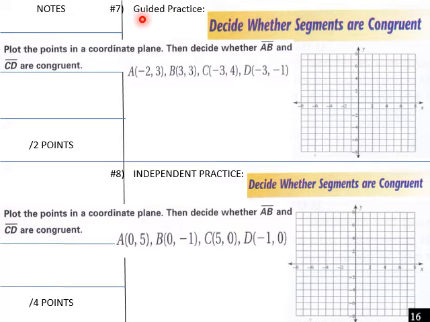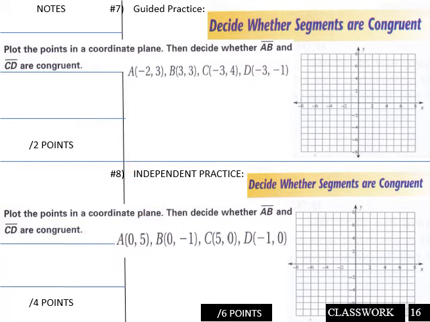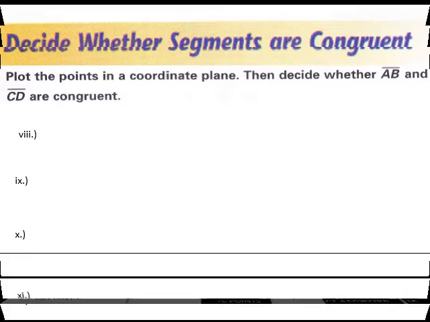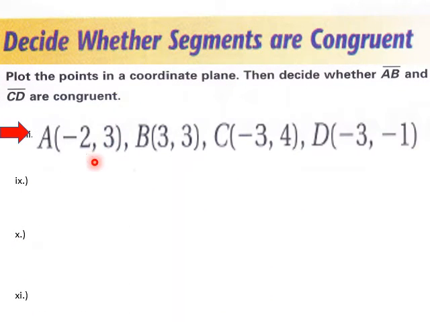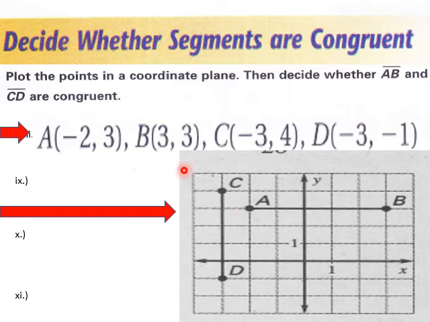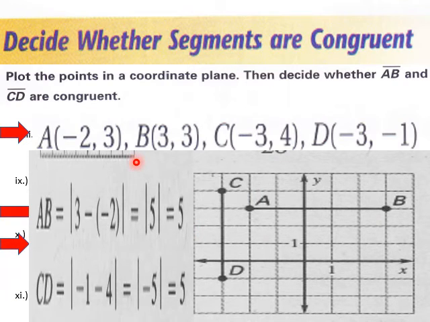Now into our guided practice. This should be on your class worksheet. Decide whether segments are congruent. So plot the points in the coordinate plane, then decide whether AB and CD are congruent. You do the same thing down here. Let's do our guided practice. Plot the points in the coordinate plane. So here are our ordered pairs here. This would be the plot. For these, you have 4 points here, A, B, C, and D. So you plot them first. And then you do your subtraction here.